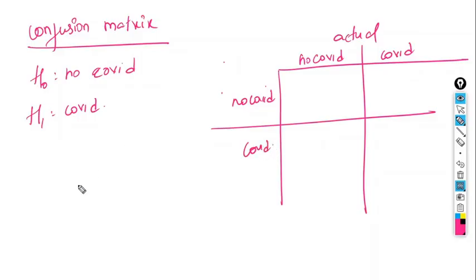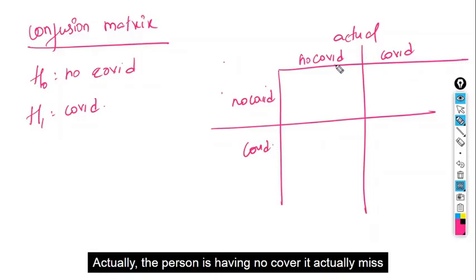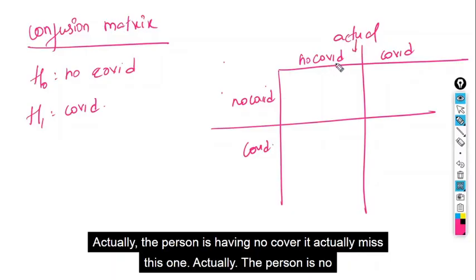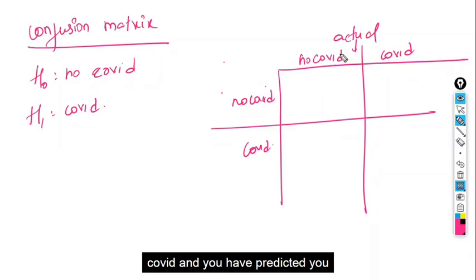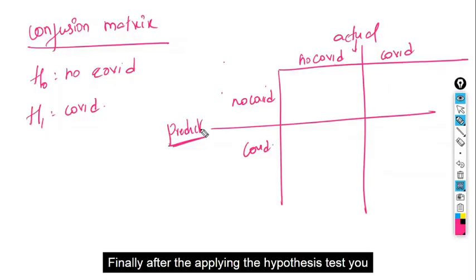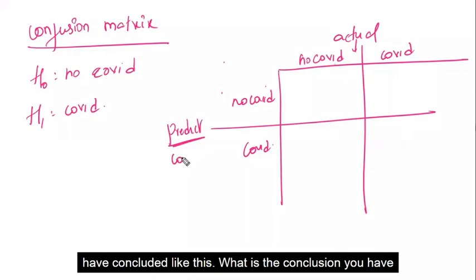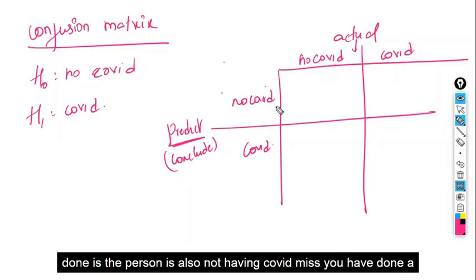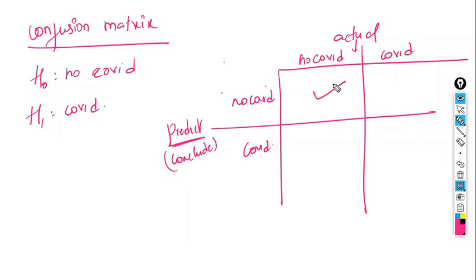Now actually the person has no COVID. Actual means this one. Actually the person has no COVID, and you have predicted. Predicted means nothing but estimated, concluded. Finally, after applying the hypothesis test, the conclusion you have reached is that the person also does not have COVID, which means you have done the correct thing.